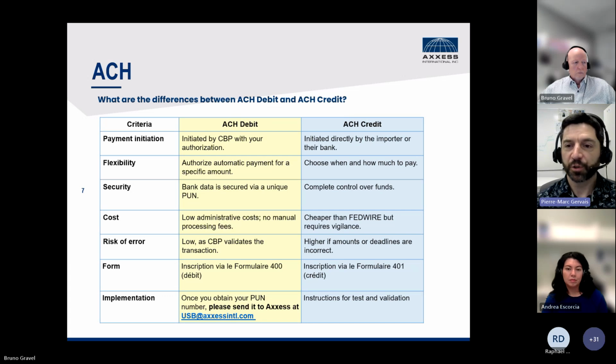To register, if you go with ACH debit, you use form 400, which is specifically for ACH debit. If you go with ACH credit, you need to use form 401 to register. For implementation with ACH debit, it's simple. Once you fill the form and it's all correct, you will obtain your PUN number. Then you need to submit it to Access International, to your USB team, so Andrea's team, at the email usb@accessintl.com. If you go with ACH credit, it is a little bit more complicated. We'll explain the full process once you've registered, for the test and validation that you'll have to do.